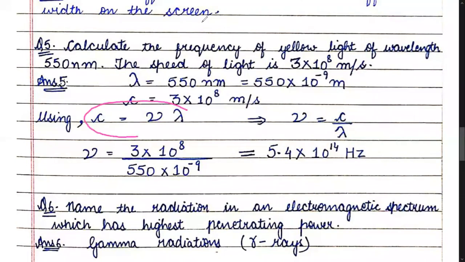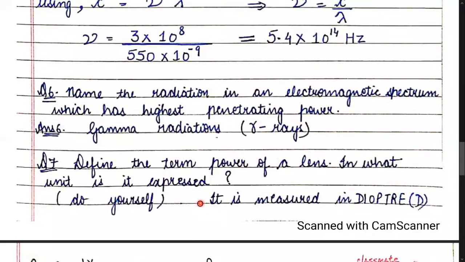Then use the formula c equals nu lambda, and you have to find the value of nu, that is frequency. After calculation, this 10 raised to power minus 9 will move to the numerator and it will become 10 raised to power 8 plus 9. And when you solve this question, your answer will come 5.4 multiplied by 10 raised to power 14 hertz. The SI unit of frequency is hertz.